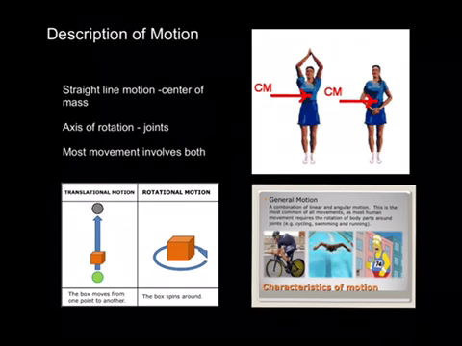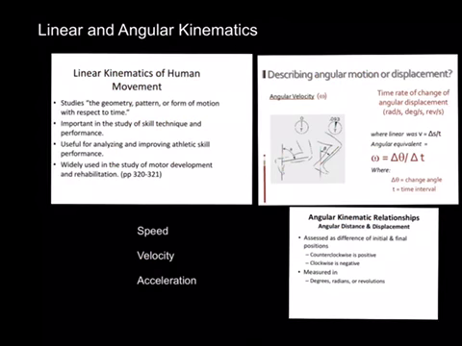So translational motion is point A to point B. Rotational motion is moving around an axis of rotation, such as a joint. Most of our activities involve general motion, which is a combination of both. Linear and angular kinematics are similar because they're looking at displacement over time. So we have linear displacement over time and angular displacement over time. Both areas can look at things like speed, velocity, acceleration.